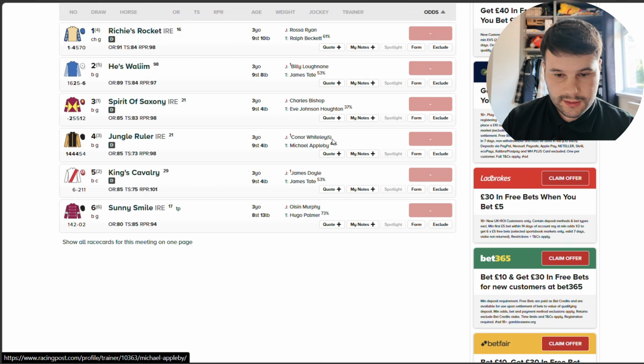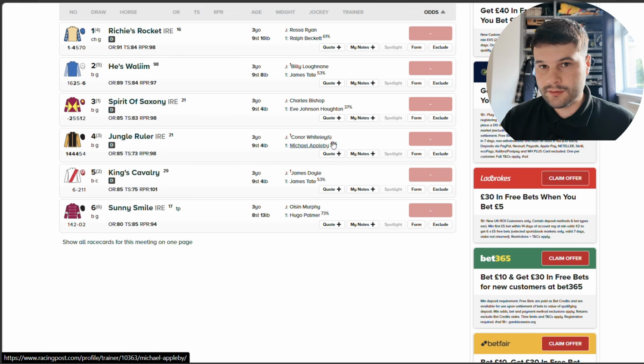So you see Jungle Ruler here, Connor Whiteley rides, and he's got a brackets 5. That basically means he's an apprentice rider, so he's allowed to claim a certain amount of weight. You get different weighted claimers depending on their experience. So the least experienced in flat racing is a £7 claimer. They claim £7 off, and then you get a £5 claimer, and then once they've got more experience, that drops down to a £3 claimer.